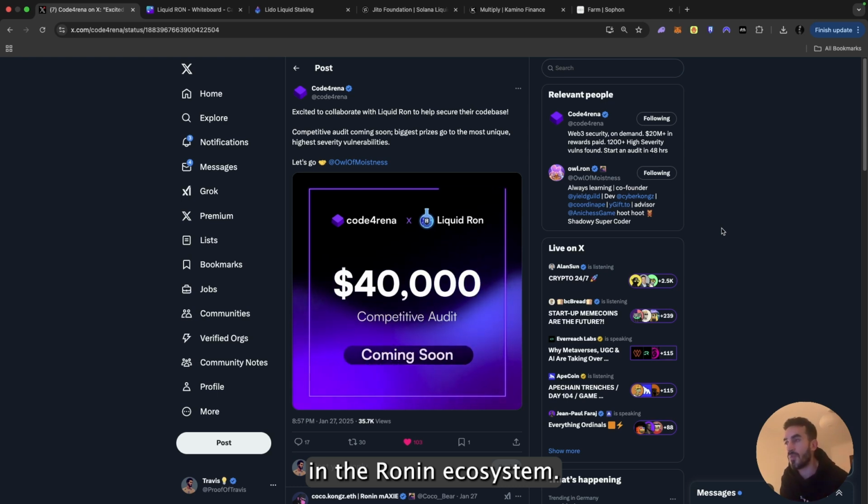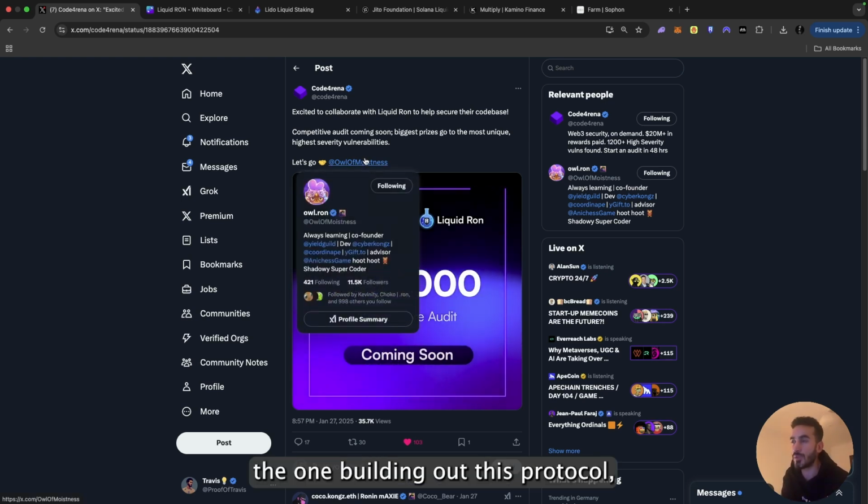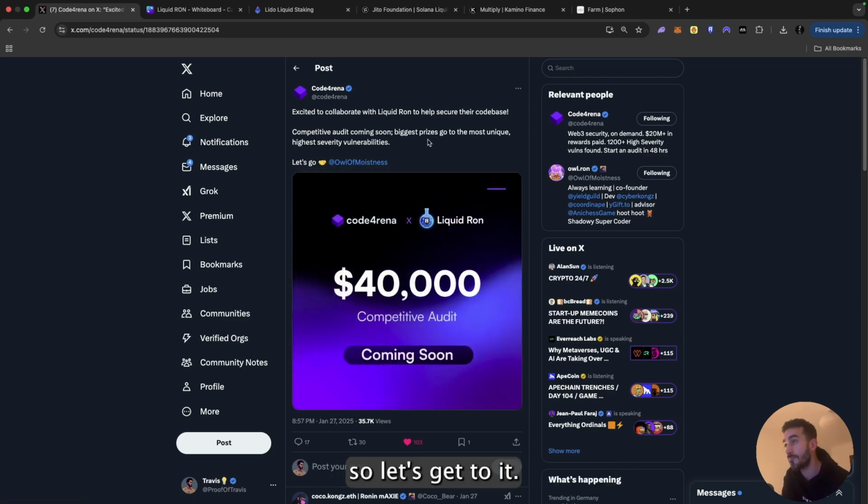the Ronin ecosystem. Got to give a shout out to OwlOfMoistness. He will be the one building out this protocol. So let's get to it.